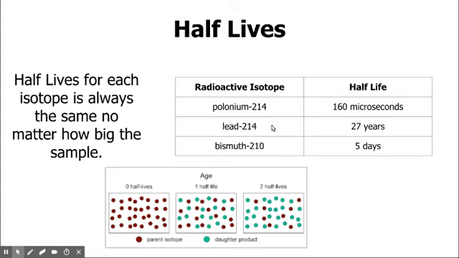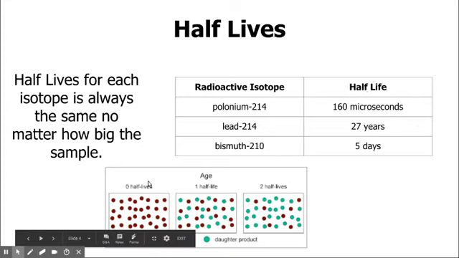Lead-214, 27 years, bismuth-210, 5 days. Now, I will never make you memorize any of this stuff. It's just to give you examples of how all half-lives are based on increments of time. And that amount of time is how much it takes for it to decay by half. So again, here you can see another visual. We have 0 half-lives, nothing is decayed.